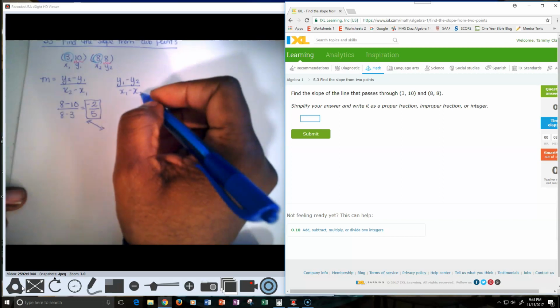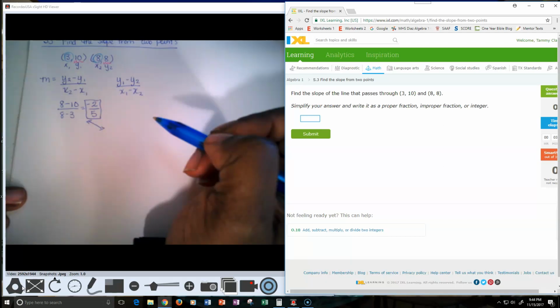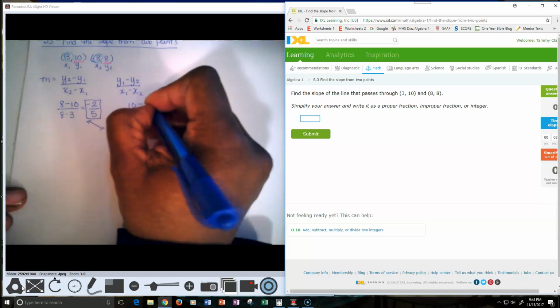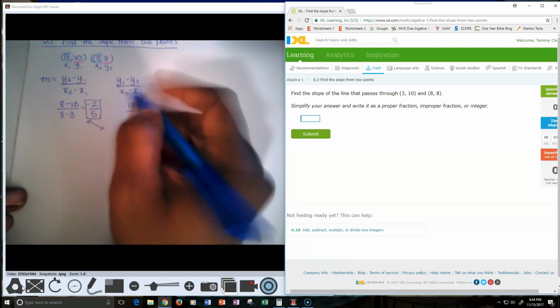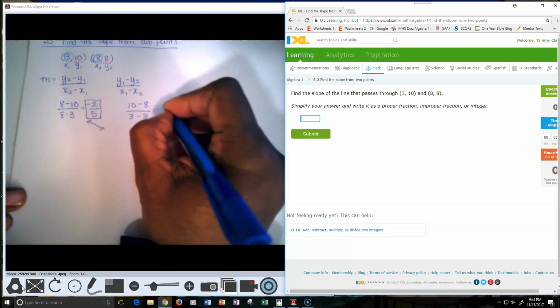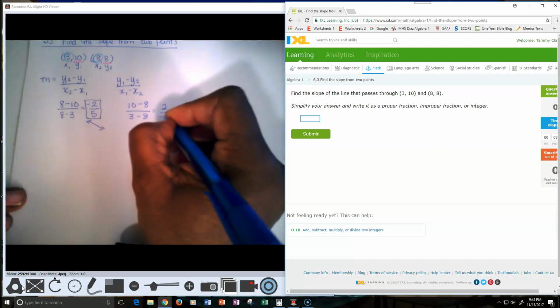In other words, if we were to graph this, the line would go down this way, like an airplane landing. Now, go ahead and look at this one. I'm going to do it the opposite way this time. I'm going to take 10 and subtract 8. And then I'm going to take 3 and subtract 8. So 10 minus 8 is 2. 3 minus 8 is negative 5.